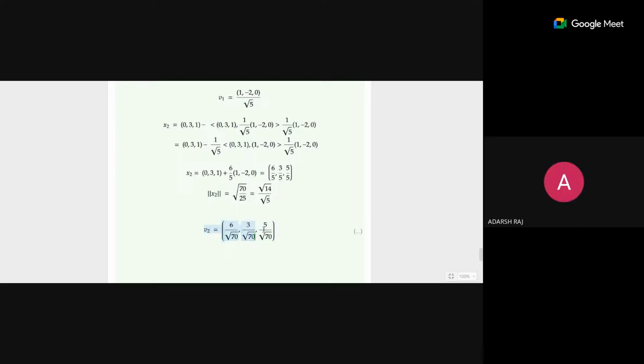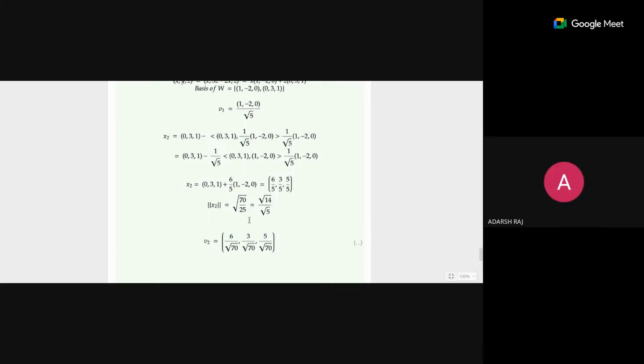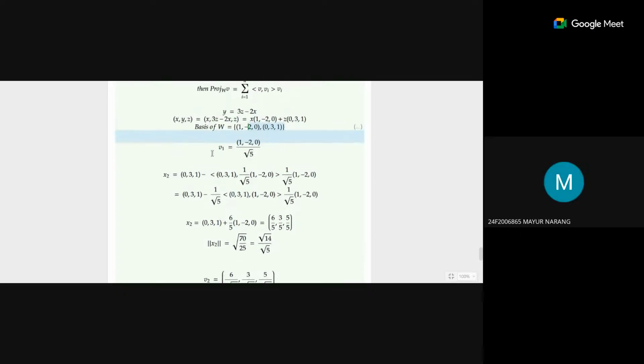Now just check the norm of this vector. So this will be 1, right? If you check the norm of this vector, it is 1. Now we just take this vector and divide by this. If you divide this vector by this quantity, we get this.